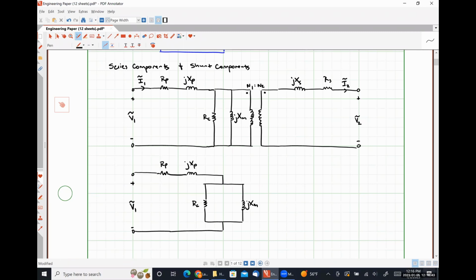And now we have to refer our secondary impedance R sub S and X sub S over to the primary. How do we do that? We multiply it by our turns ratio squared. So over here, we're going to have a squared RS in series with j a squared X sub S. And then here is where I'm going to connect my ideal transformer.